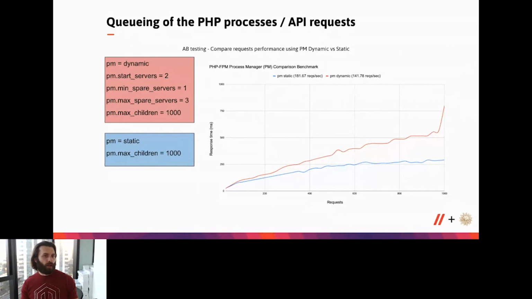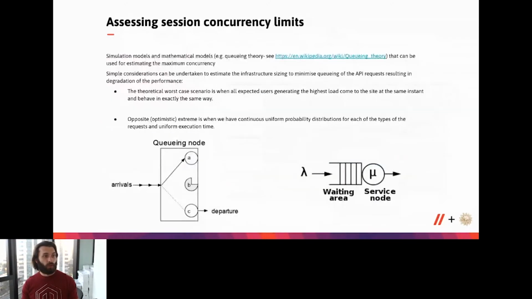Then there are a number of simulation models on how you can calculate your queue and your infrastructure size. I would suggest having a little bit of a study on queuing theory. The theory considers probably two major options. One is the theoretical scenario, where all users generate the highest load and come to the website at the same time.